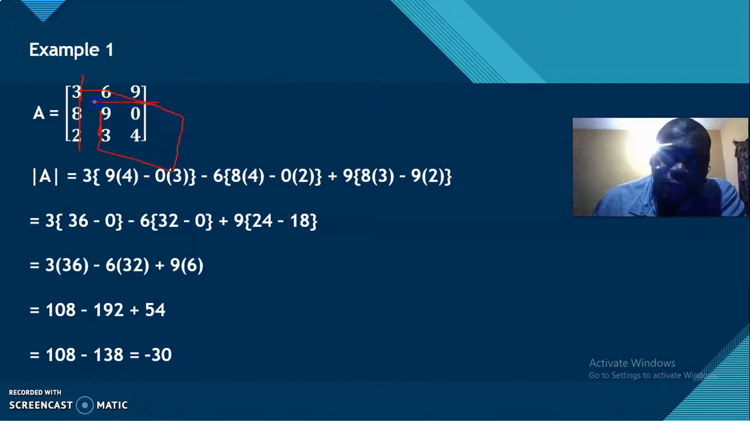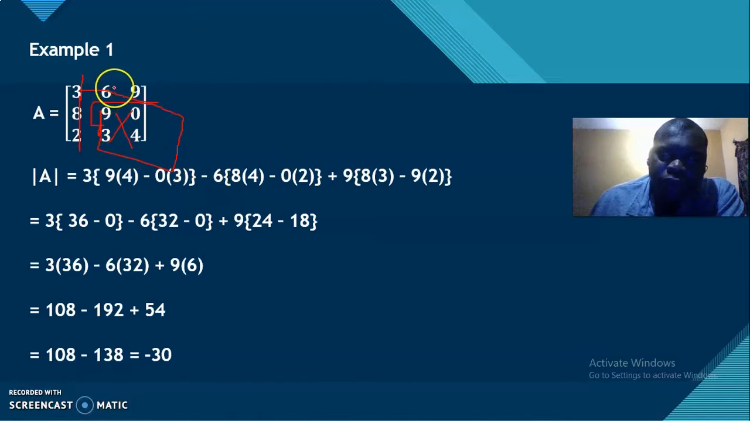So this is a 2 by 2 matrix now, and that's 9, 0, 3, 4. So it will now be 3 open brackets 9 times 4 minus 0 times 3. You close the bracket. Then you now move to minus. You have to write minus. This is the template. This is the formula.